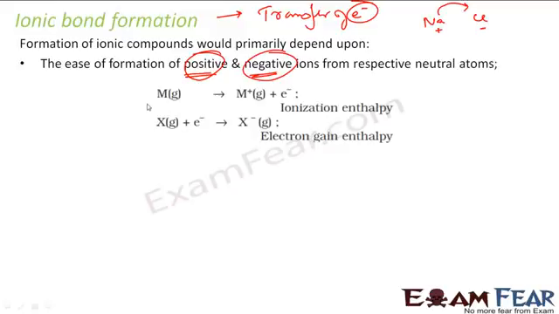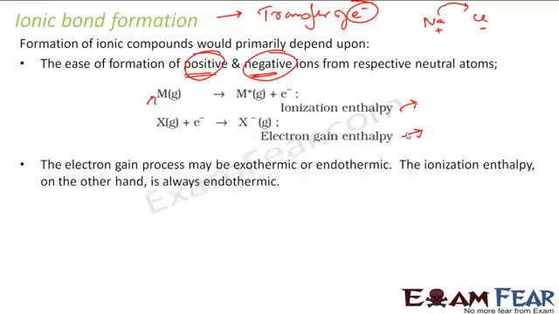For example, for magnesium, it can lose an electron to become Mg plus, and the energy required is called ionization enthalpy. Similarly, for any element X, if it can gain an electron easily to become a negative ion, the energy gained is called electron gain enthalpy. So these energies matter for the creation of an ionic bond.